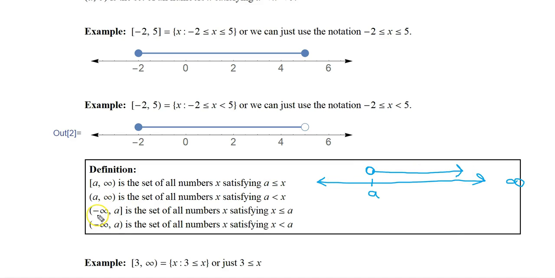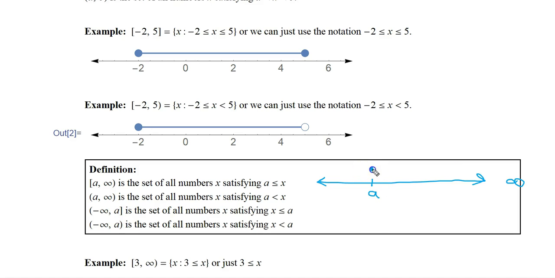Then we have the set notation like this: negative infinity to a with a closed bracket. This would be the set of all numbers that are less than or equal to a. So that would be like this if we were to graph it.